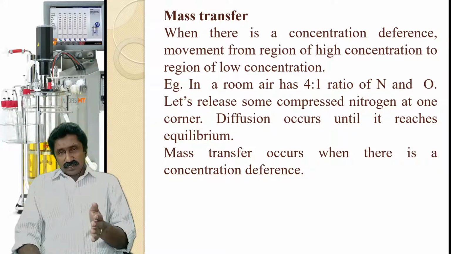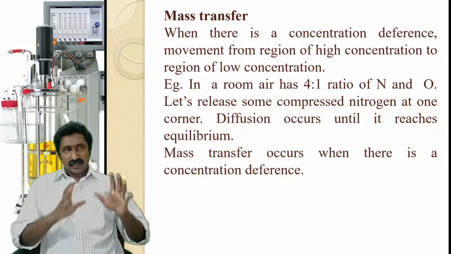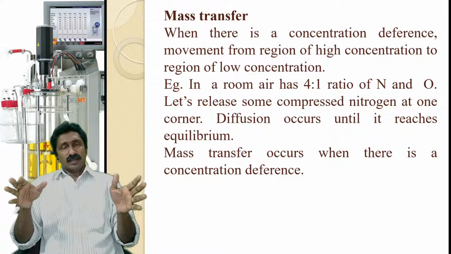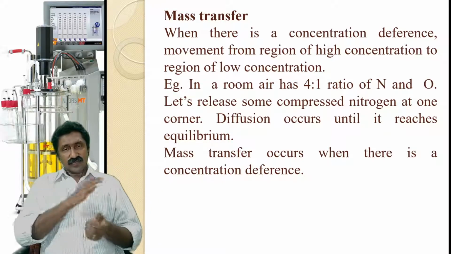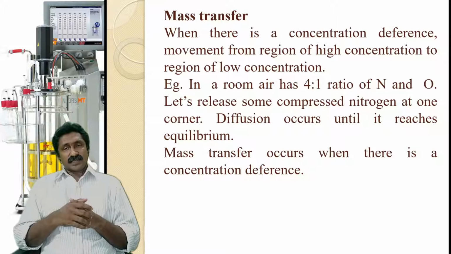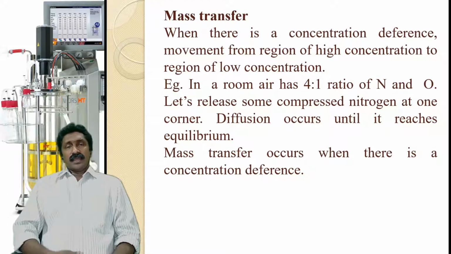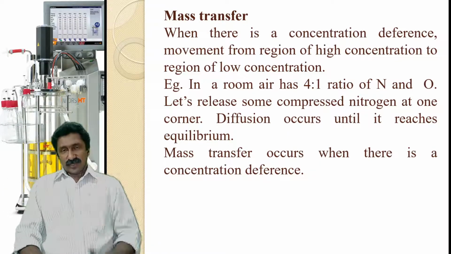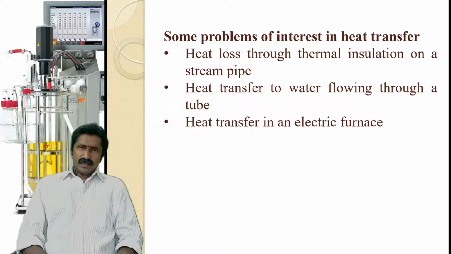So mass transfer occurs when there is a concentration difference. In the case of heat, it is distributed through means like convection, and in the case of mass transfer, we have the diffusion process, which diffuses the molecules throughout the room. Finally, we will have another state of equilibrium other than this 4:1 ratio. That's what happens in mass transfer.